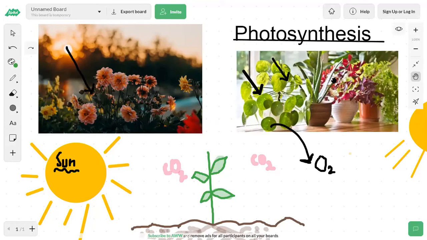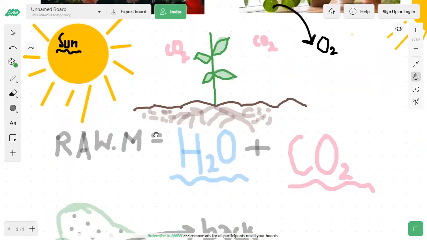So as we know, each process has some reactants and raw materials. In the cake, to make the cake we need certain raw materials. We need egg, we need flour, sometimes milk, and similarly the plant also needs raw materials, something it can make its food out of. And those things are water and carbon dioxide.